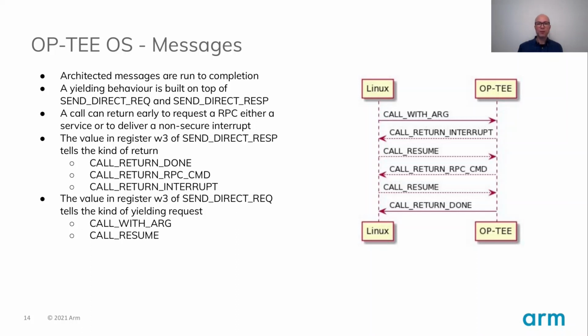The return value in register X3 of send-direct-resp indicates what kind of return OPTEE is doing. If we are done, we expect to be called the next time with a new call with arg. Else, we expect to resume the ongoing call with the call resume. In the example to the right, you can see a sequence where a call is both preempted and requests an RPC command before being done.